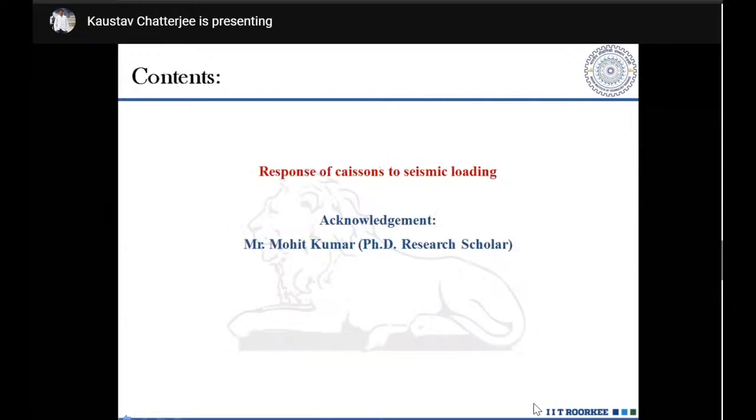Now I go to the third portion, on which the work has now actually started. That is the response of caissons, that is well foundations, to seismic loadings. And acknowledgement goes to my present PhD research scholar, Mr. Mohit Kumar. Caisson study is one of the unexplored areas in geotechnical engineering. Not a significant amount of work has been done in this particular field.